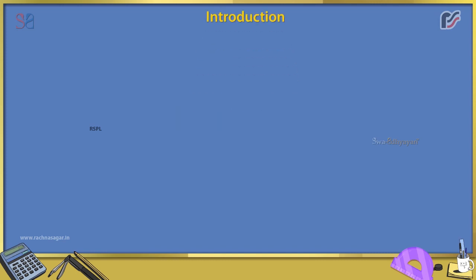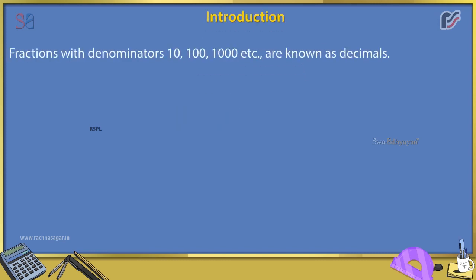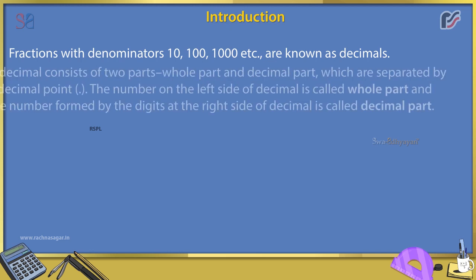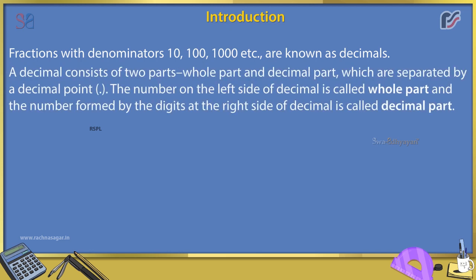Introduction. Fractions with denominators 10, 100, 1000, etc. are known as decimals. A decimal consists of two parts, whole part and decimal part, which are separated by a decimal point. The number on the left side of the decimal is called the whole part, and the number formed by the digits at the right side of the decimal is called the decimal part.